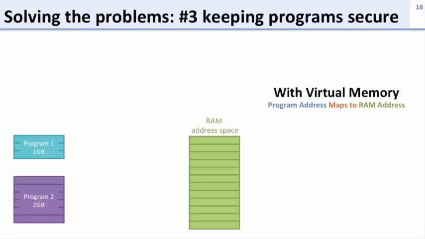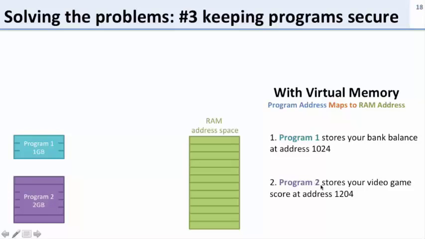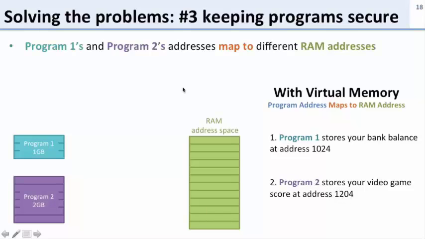So let's take a look at the third problem here, keeping programs secure. So here's program 1 and program 2. And remember what's going to happen. Program 1 is going to store your bank balance at address 1024, and Program 2 is going to store your video game at address 1024. So we're going to use maps for them to put them in different RAM addresses. So Program 1 has a map, and Program 2 has a map.